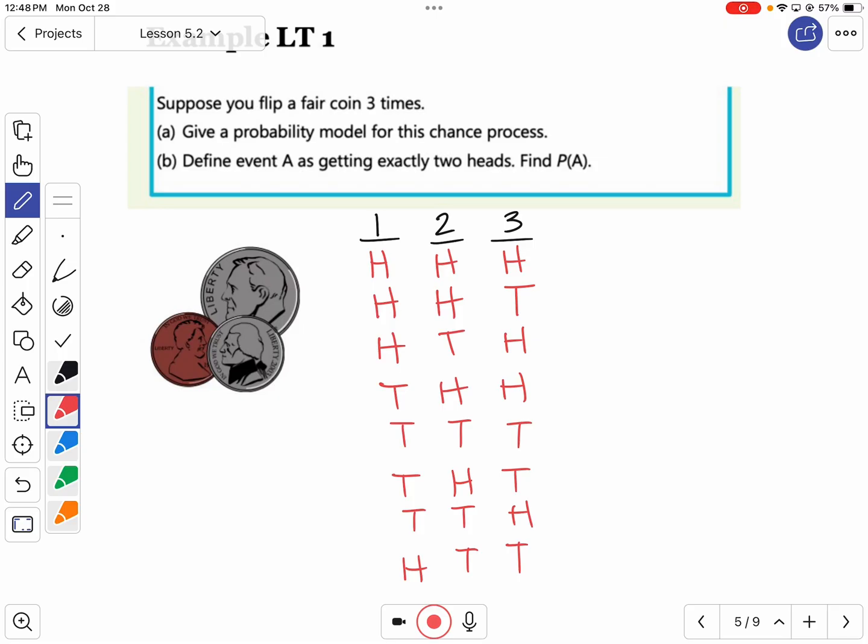1, 2, 3, 4, 5, 6, 7. How many is that? 8. Okay, there are 8 different options, so my sample space is 8. Now I'm going to show y'all a trick. You ready?